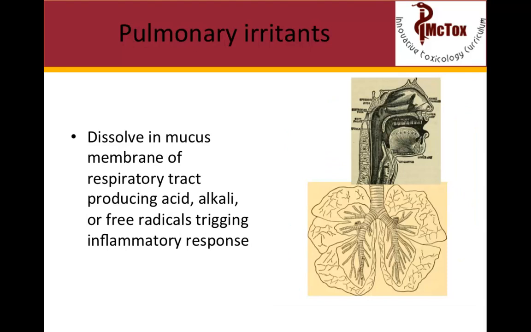Our second class is pulmonary irritants. These exert their toxicity by dissolving in the mucous membrane of the respiratory tract and producing either an acid, an alkali, or a free radical. This triggers the inflammatory response. Signs and symptoms depend on the site of action, whether the upper or lower respiratory tract is involved.